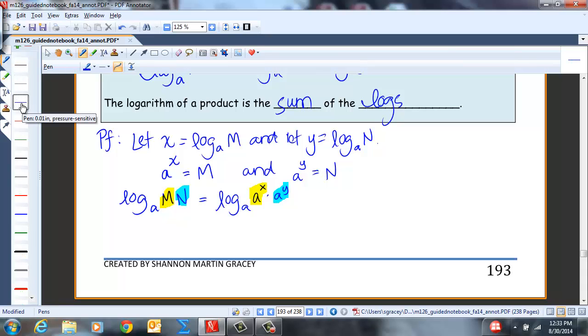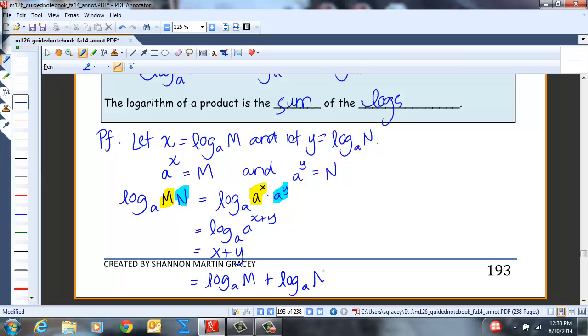Alrighty. So what is this equivalent to? Good. We have the same base, so we can add the exponents. Now, using that property, do you see we're evaluating logarithm base a at exponential base a? So we're just going to get x plus y. But back substituting, what do we have? x was, good, log base a of m, and y was log base a of n. So you proved it. Awesome.